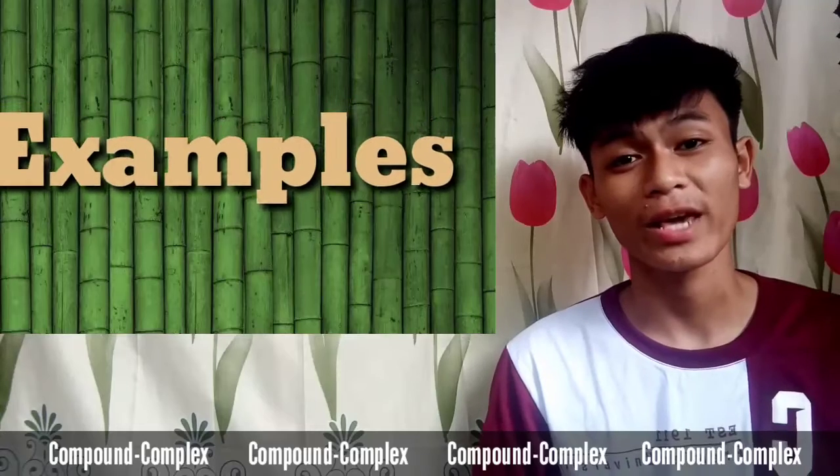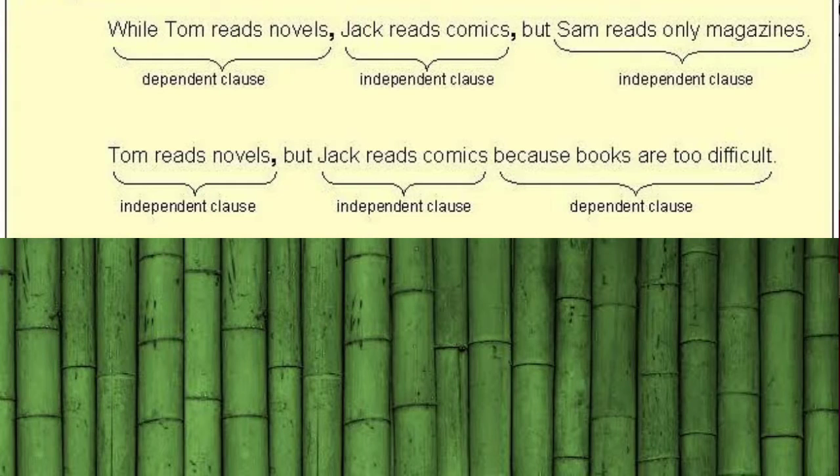For instance, we have, while Tom reads novels, Jack reads comics, but Sam reads only magazines. This sentence is an example of a compound complex sentence because it is composed of one dependent clause and two independent clauses. Our dependent clause here is while Tom reads novels, while our independent clauses here are Jack reads comics and Sam reads only magazines.